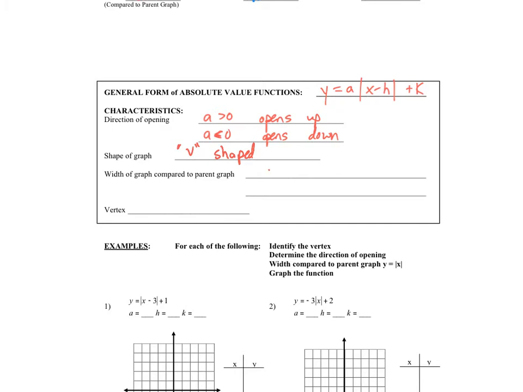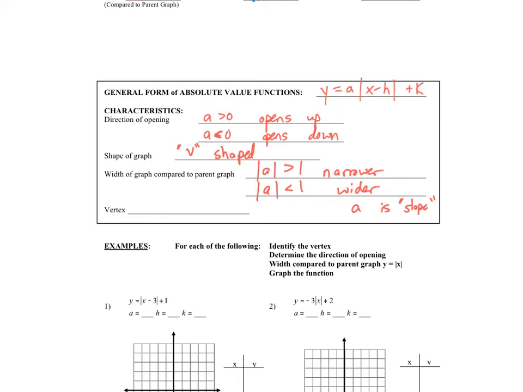Okay, and if a is greater than 1, then the graph is narrower. If the absolute value of a is less than 1, then the graph will be wider. Okay, think a is sort of like the slope. That's what I like to think of. a is like the slope.